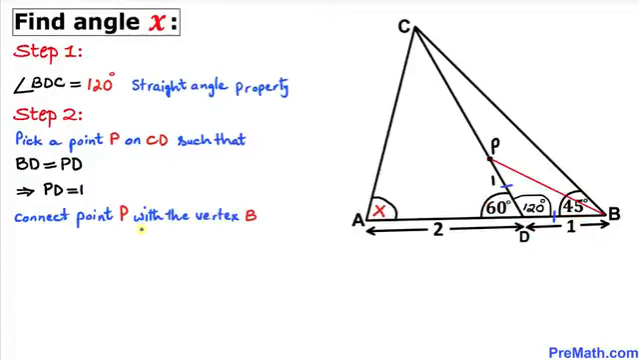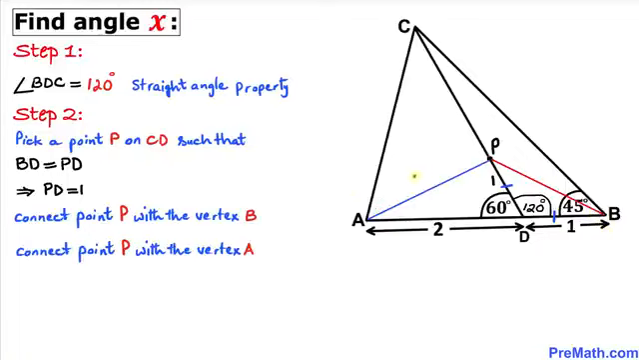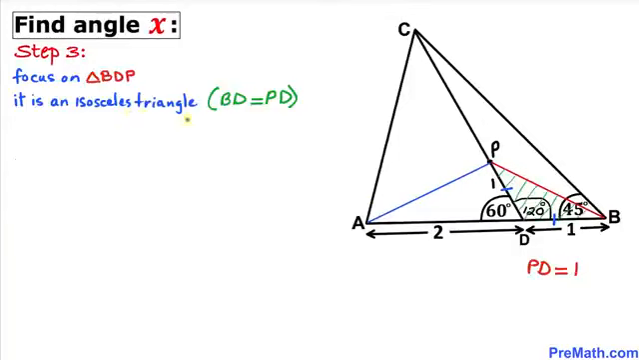And here's our next step. We connected these points P and this vertex B, as you can see over here. And we also connected this point P with this vertex A as well. And now here's our next step. Let's focus on this triangle BDP. And we know that this is an isosceles triangle since this side length BD is equal to this side length PD. So therefore, this angle has got to be equal to this angle.